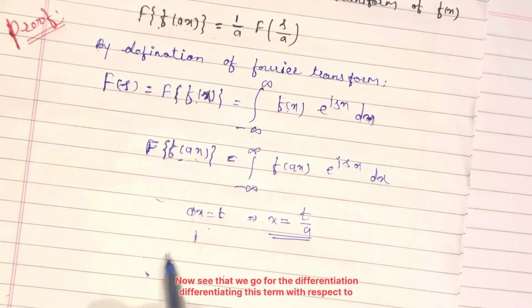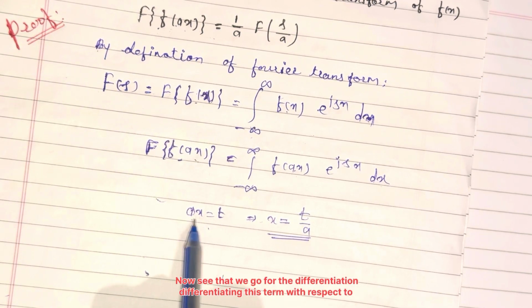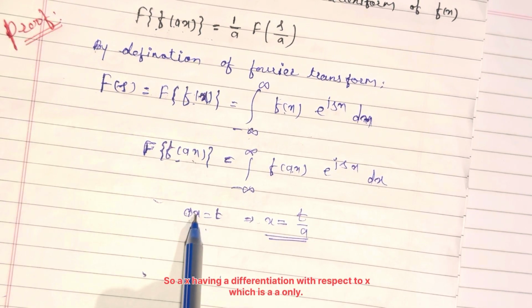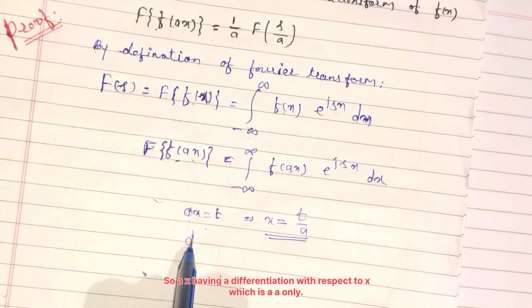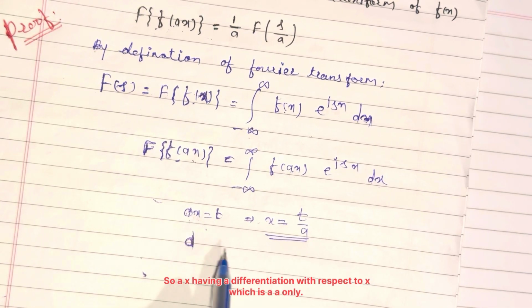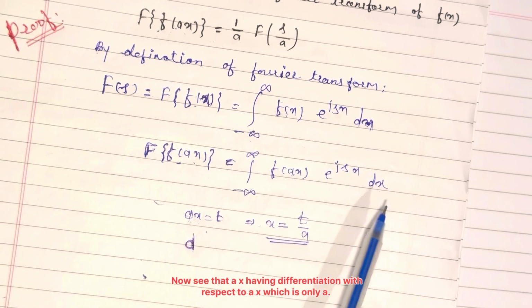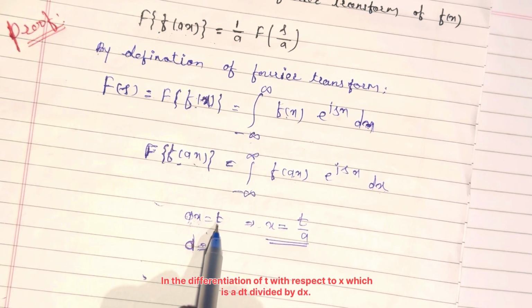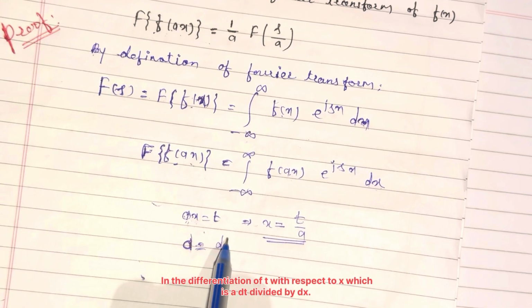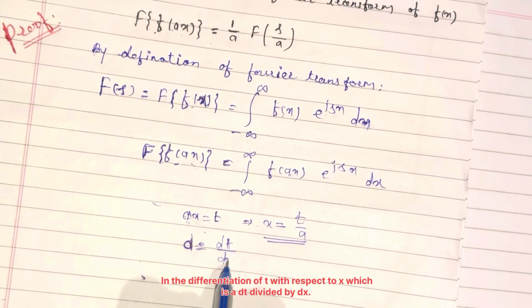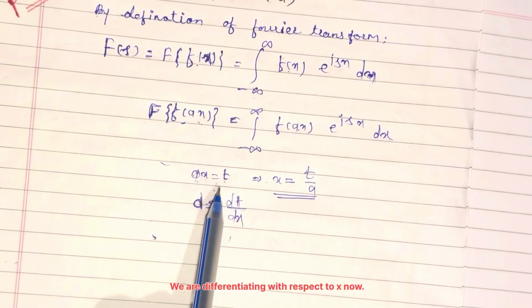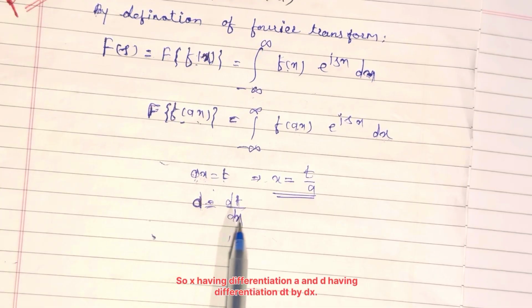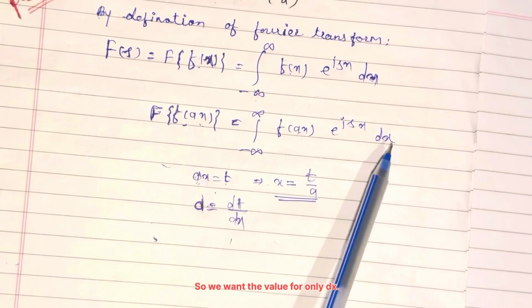Now we differentiate this term with respect to x, so you will get the dx. Differentiation of ax with respect to x is only a. Differentiation of t with respect to x is dt by dx. We are differentiating with respect to x, so ax gives a and t gives dt by dx. So we want the value for only dx.